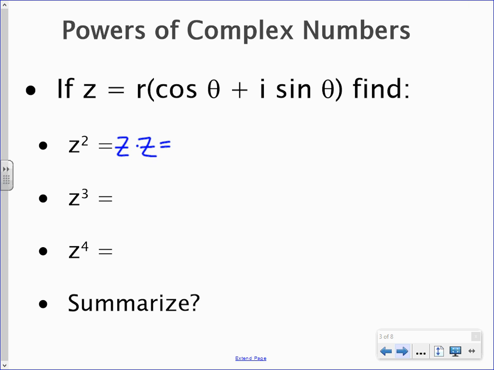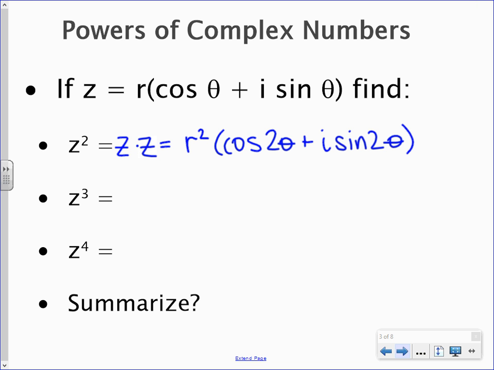Yes, thank you. All right, so when we multiply, we have to take r times r, so that would give us r squared, right? And then we add our angles together. Well, what's theta plus theta?